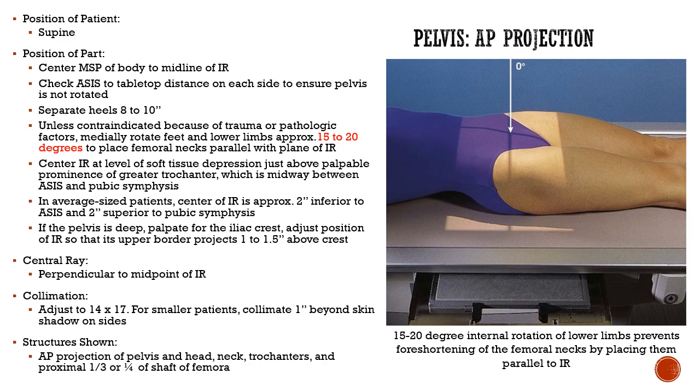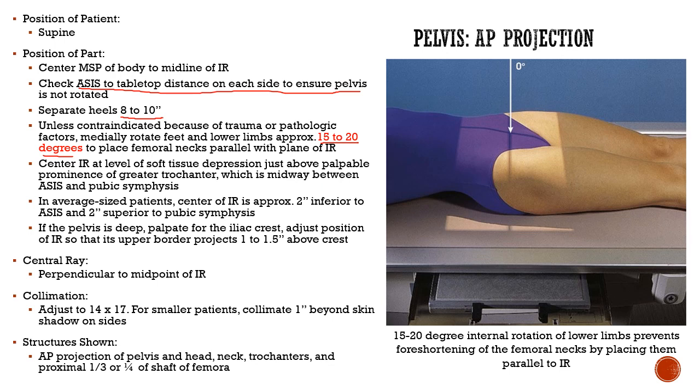For the AP projection of the pelvis, the patient is supine. We're going to center the mid-sagittal plane of the body to the midline of the image receptor. We're going to check the ASIS to tabletop distance on each side to ensure the pelvis is not rotated. We want the heels separated 8 to 10 inches. Unless contraindicated because of trauma or pathologic factors, internally rotate the feet and the lower limbs approximately 10 to 15 degrees to place the femoral necks parallel with the plane of the image receptor.